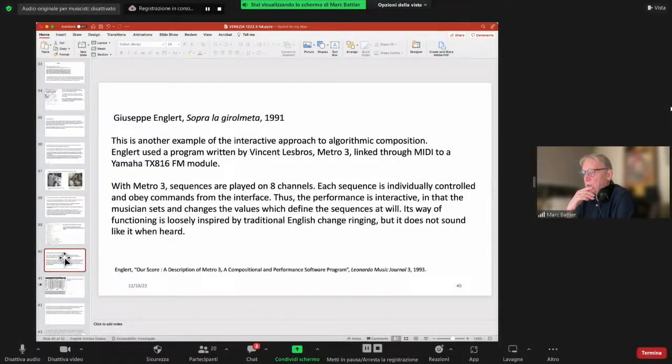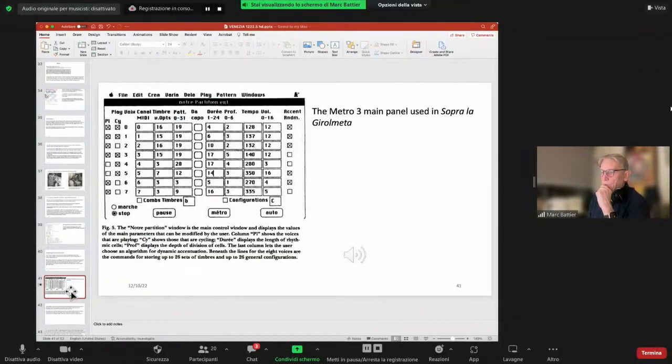With Metro 3, sequences are played on 8 channels. Each sequence is individually controlled and obeys commands from the interface. Thus, the performance is interactive in that the musician sets and changes the values which define the sequences at will. Its way of functioning is loosely inspired by the traditional English change ringing, but it does not sound like it when heard. So this is an example of that piece.